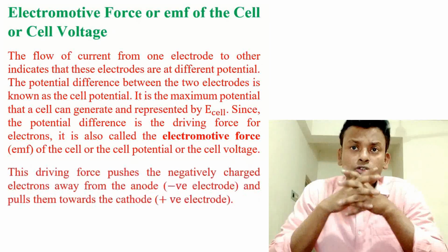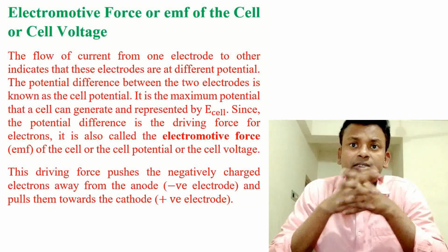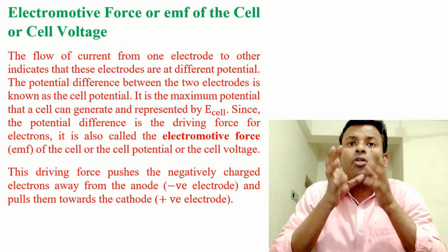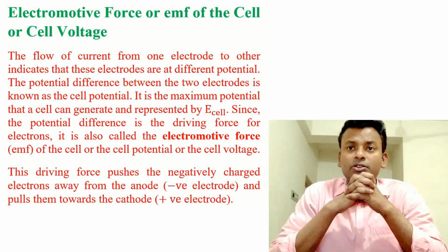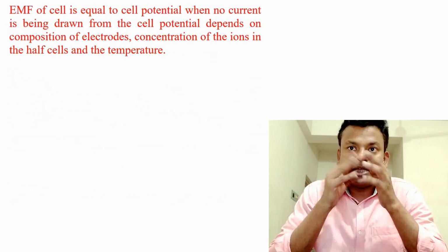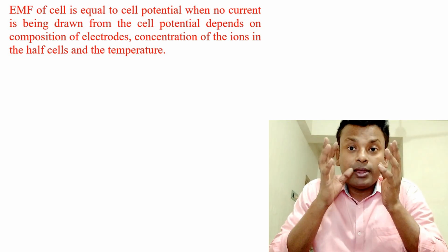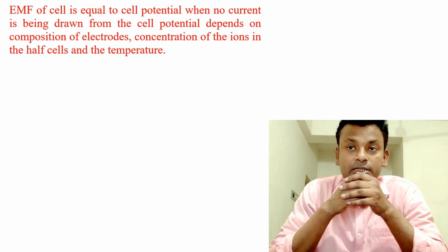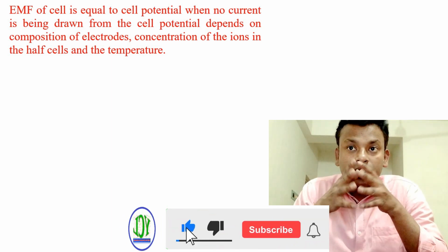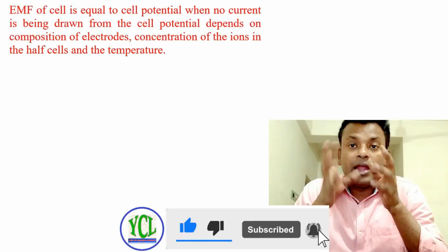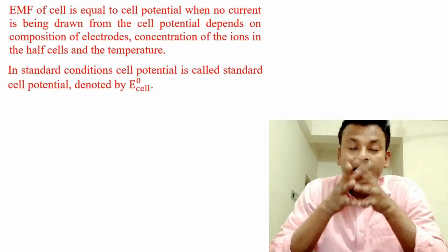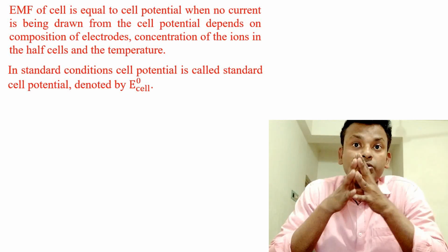The driving force pushes the negatively charged electrons away from the anode, that is the negative electrode, and pulls them towards the cathode, that is the positive electrode. EMF of the cell is equal to the cell potential when no current is being drawn from the cell. Cell potential depends on the composition of the electrodes, the concentration of the ions in the half cells and the temperature. In standard condition, cell potential is called standard cell potential, denoted by E0 cell.